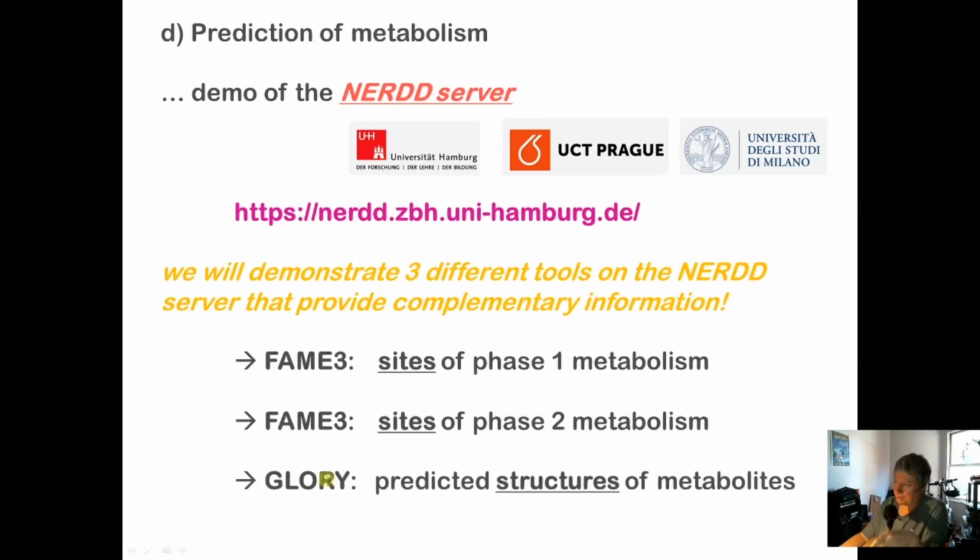And then they also have another tool called GLORY, which is the predicted structure of metabolites. So this doesn't tell you the probability. It's more like, given a site, what might actually happen, what kind of metabolic reaction might occur. So these are complementary. They give different information. And to really use this in a drug study, you would look at the FAME3 results, and also the GLORY results.